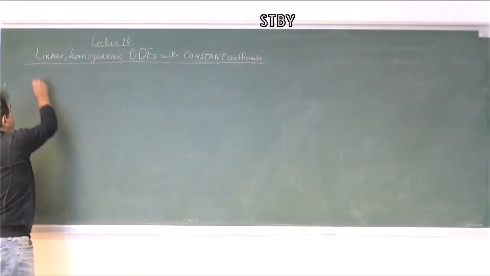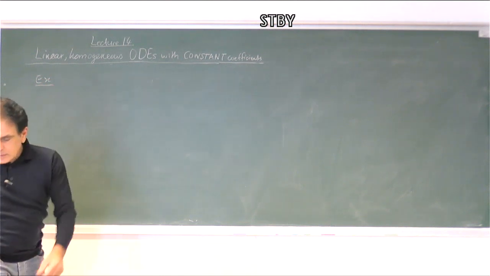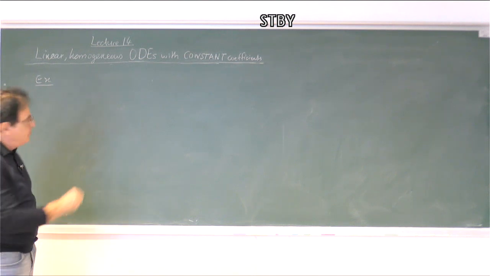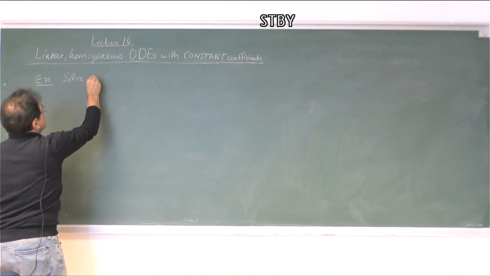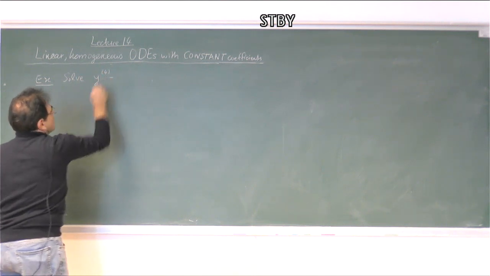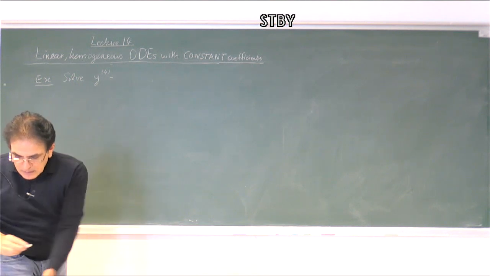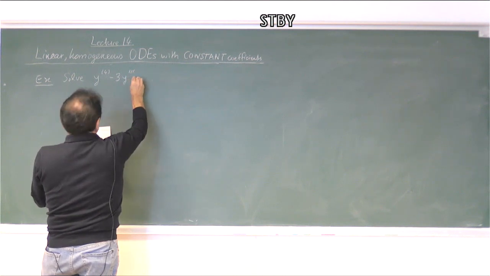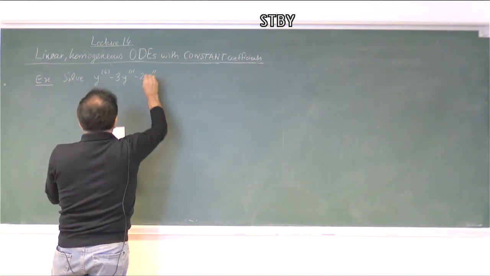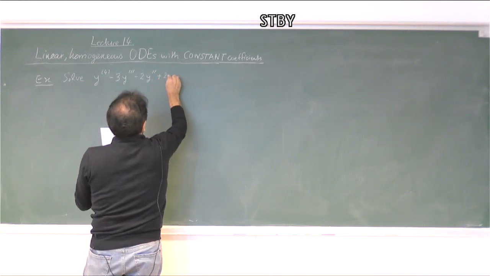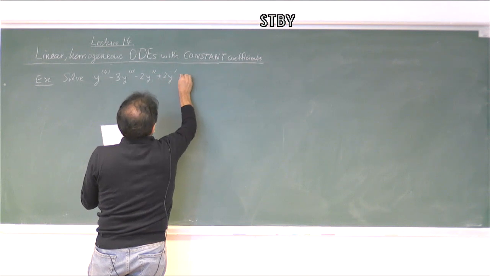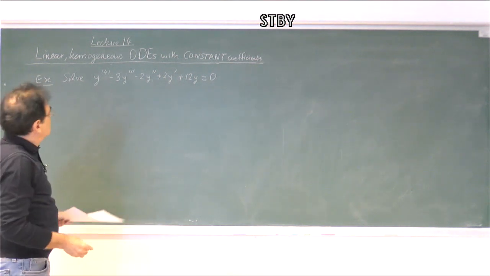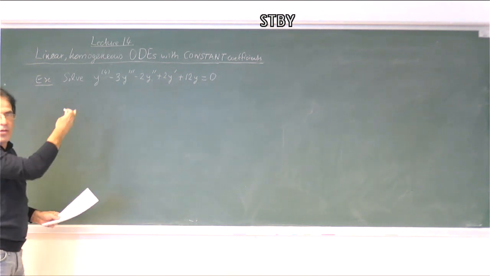Okay, here is another example. We would like to solve the fourth order ODE minus 3y''' minus 2y'' plus 2y' plus 12y is 0. So clearly, this is a fourth order ODE.